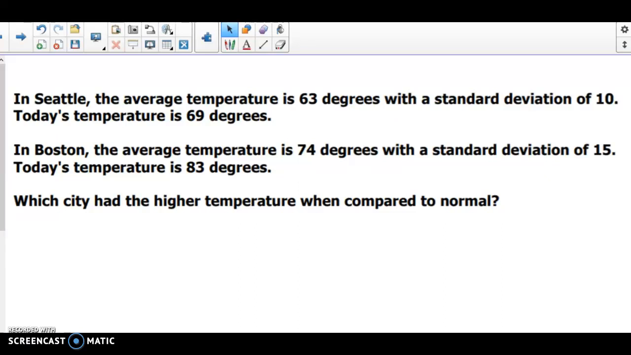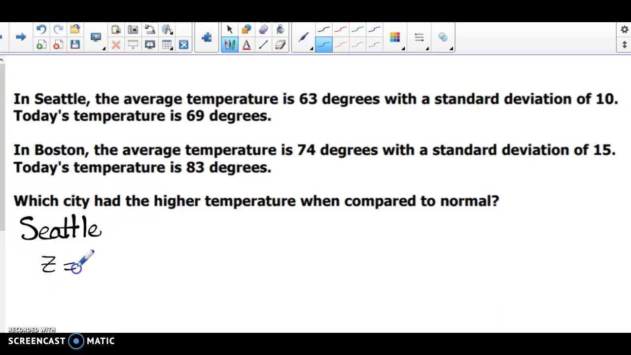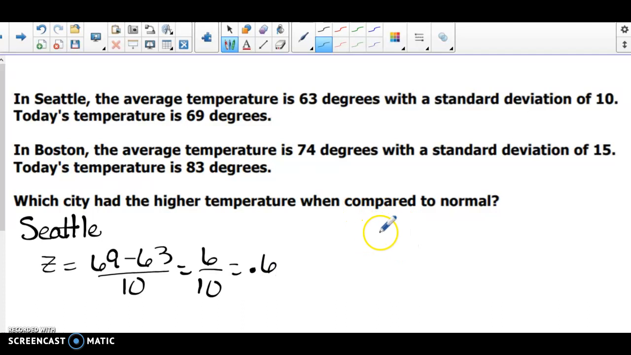All right. You have, I think, three problems on your test where you're having to compare two different ones. And this one's real easy. Again, you go back to your z-score. So we're going to find our z-score for the Seattle temperature. So that's going to be z is equal to, today it's 69 degrees, the mean is 63, and the standard deviation is 10. So that's going to give me 6 divided by 10. So that one is 0.6 z-score.